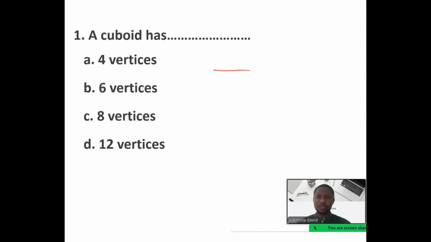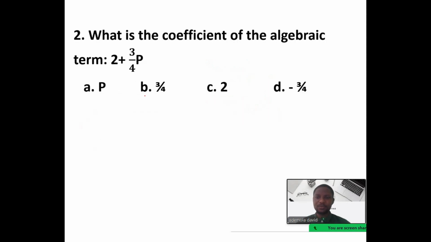Vertex can also be called corner. And if I will sketch a cuboid out for you, something like this. So how many corners do we have here? Let's count it. This is 1. This part is 2. This is 3. This is 4. This is 5. This is 6. 7. And this is 8. So your answer is what? C.